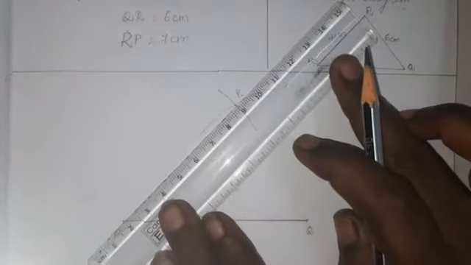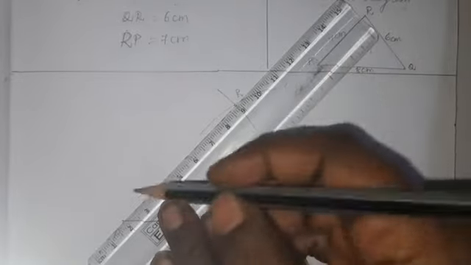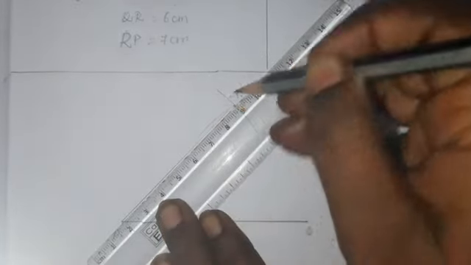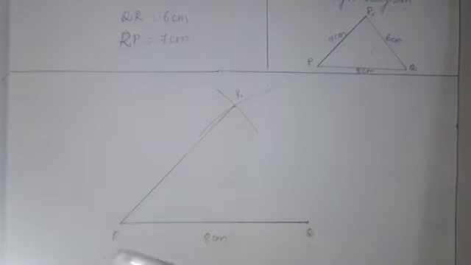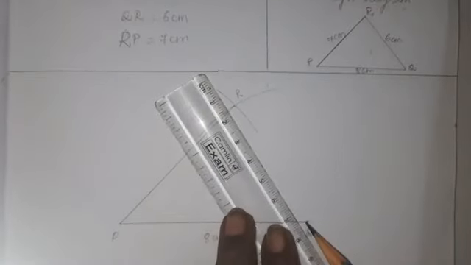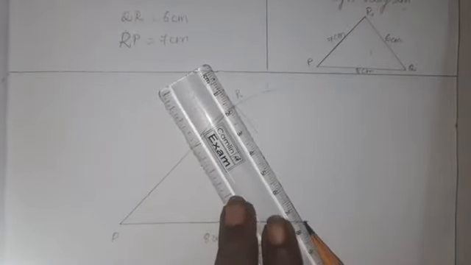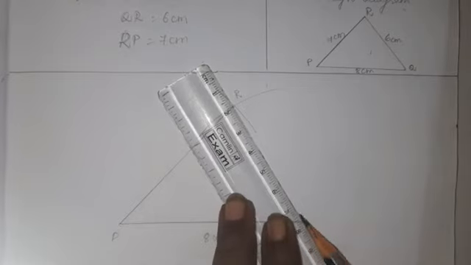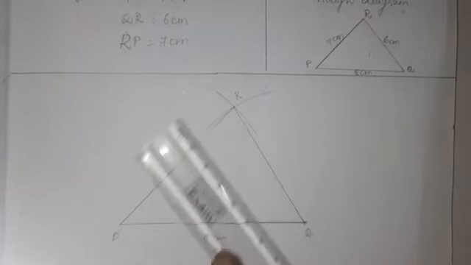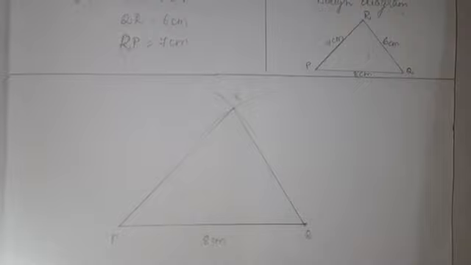Join PR by using the scale, you join that line. Next, by using the scale, join that QR. Now you will get a triangle.